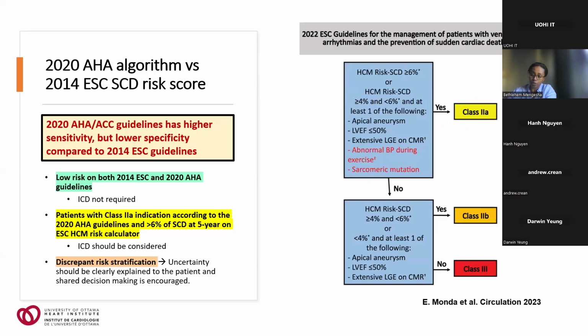The 2022 AHA/ACC/HRS guideline on ventricular arrhythmia tries to find a middle ground between these two guidelines by suggesting a hybrid approach. For example, for those that are at intermediate risk according to the European guideline, we add newer predictors such as apical aneurysm, reduced LV ejection fraction, or extensive enhancement. By using these points, we can probably recommend it as a class 2A.